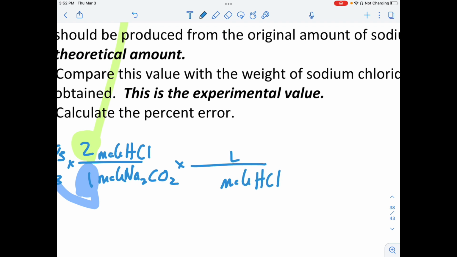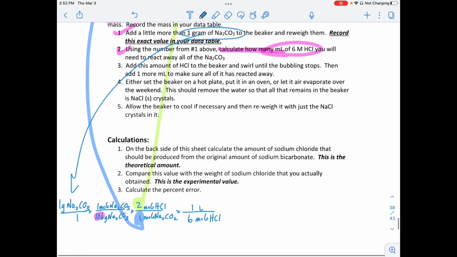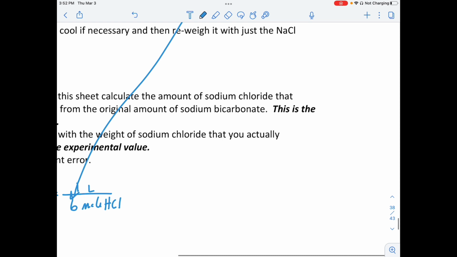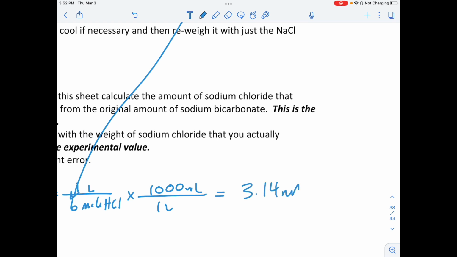I want a volume of HCl. I'm going to go 1 liter to 6 moles because this is a 6 molar substance. So that's where I'm going to get that 6 from. And lastly, I'm going to get to milliliters by canceling 1 liter and 1,000 milliliters. This gives me 3.14 milliliters of HCl.